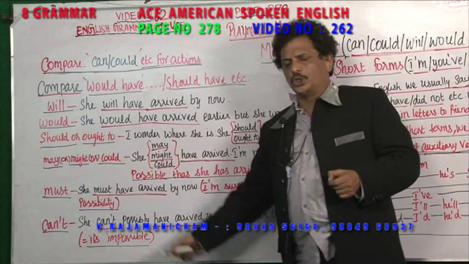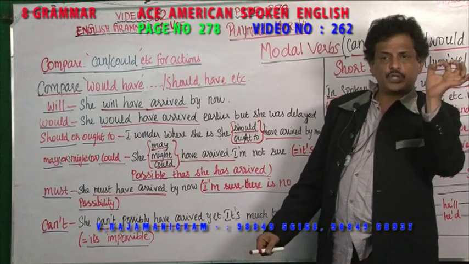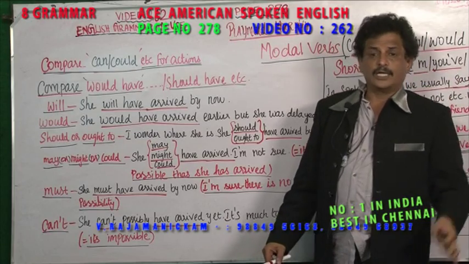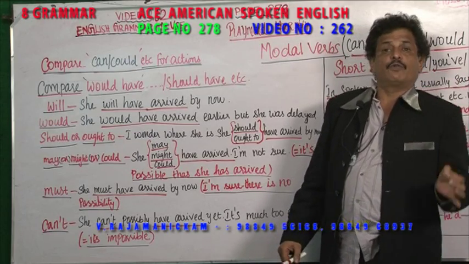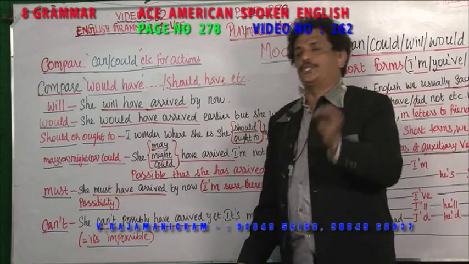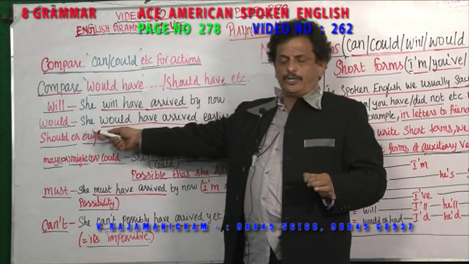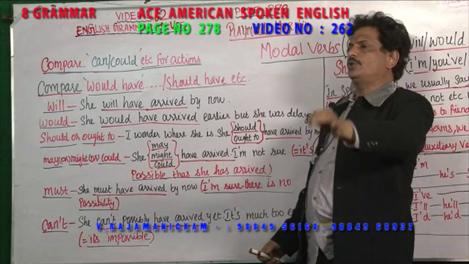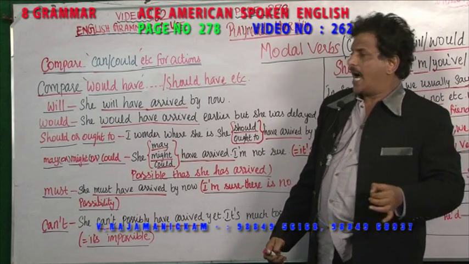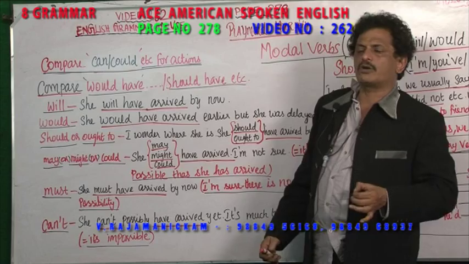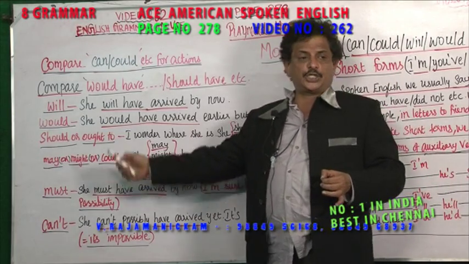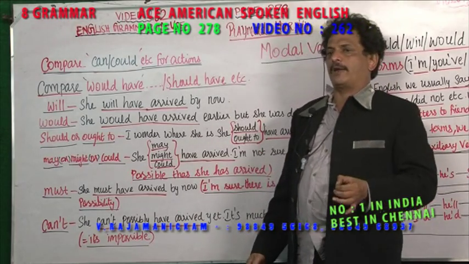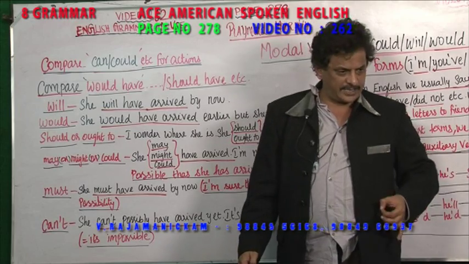Should or ought to. Should means social obligation. It is your duty. When you want to say that it is a duty to be followed, there you are using should and ought to. I should go to my office at 10 o'clock. I ought to go to the office at 10 o'clock. Social obligation: I should take care of my parents. I ought to take care of my parents.